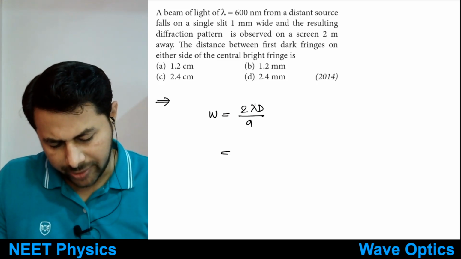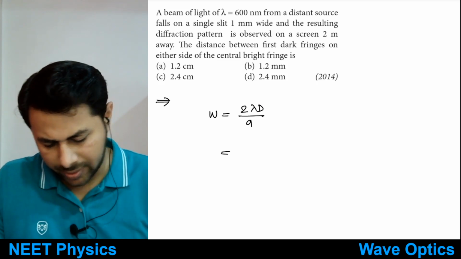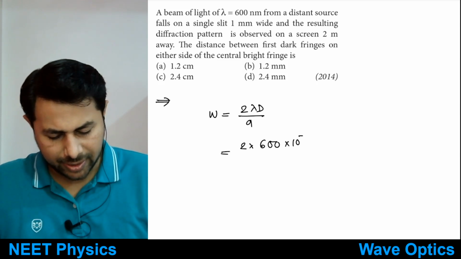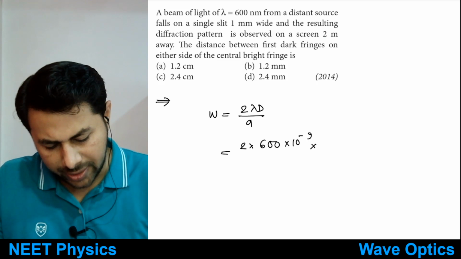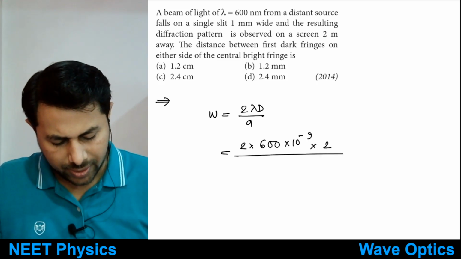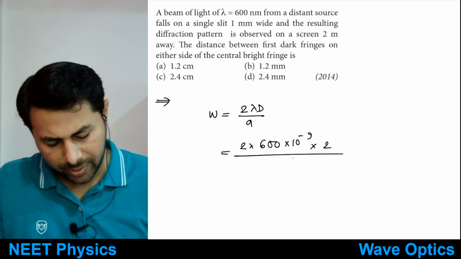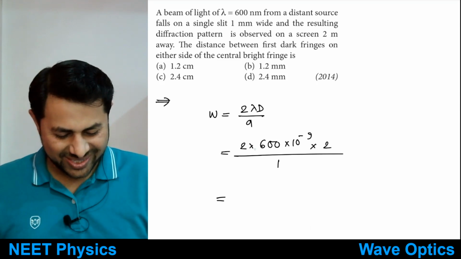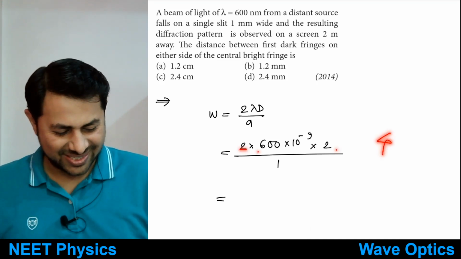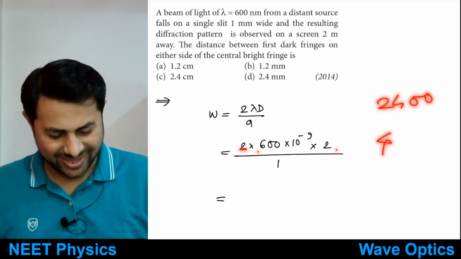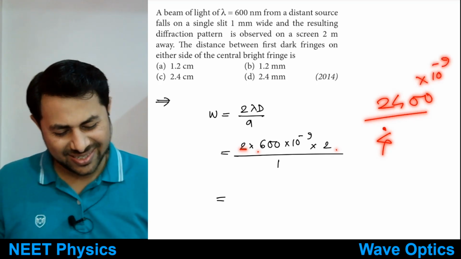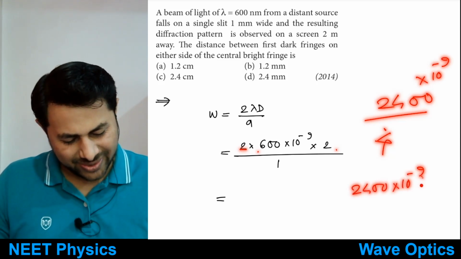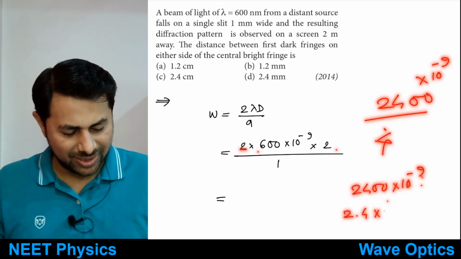So let's substitute values there. It is 2 times of what is lambda? Lambda is 600 nanometers. 600 multiplied by 10 raised to minus 9 times D is 2, so 2 times 2 divided by a. a is what? a is 1 mm, right? So this is 2 times 2 is 4. 4 times 6 is 24. 2400 multiplied by 10 raised to minus 9. So that is 2.4 into 10 raised to minus 6.